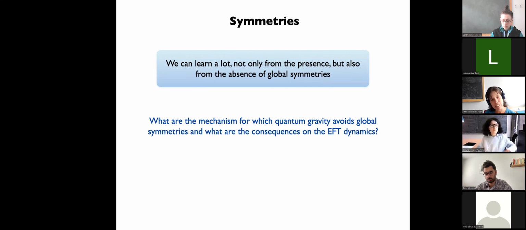But the message that I want to convey is that it's not only that they are useful when they are present, but also when they are broken, when they are absent. Because by understanding exactly what are the mechanisms by which quantum gravity, in general, a theory avoids the global symmetry, like breaking the symmetry or gauging the symmetry, we can put constraints on the EFT dynamics and reformulate many familiar phenomena from this language of symmetries.